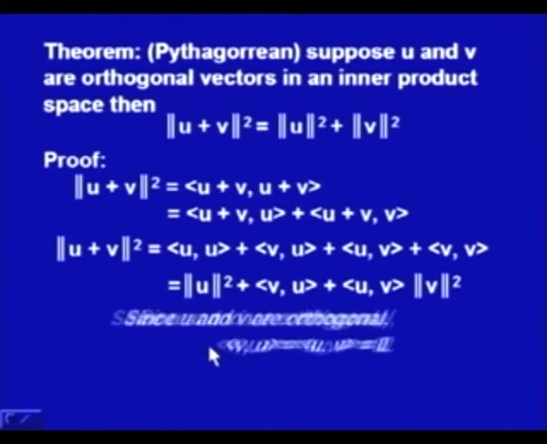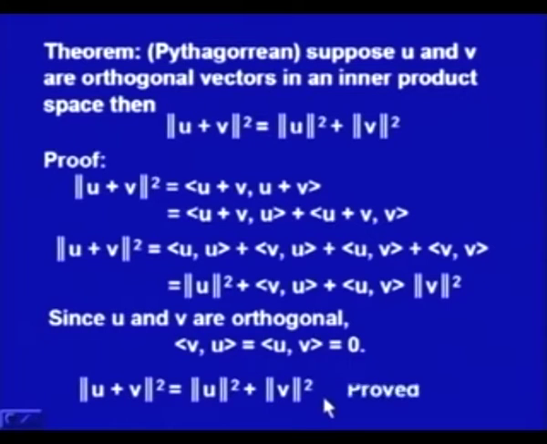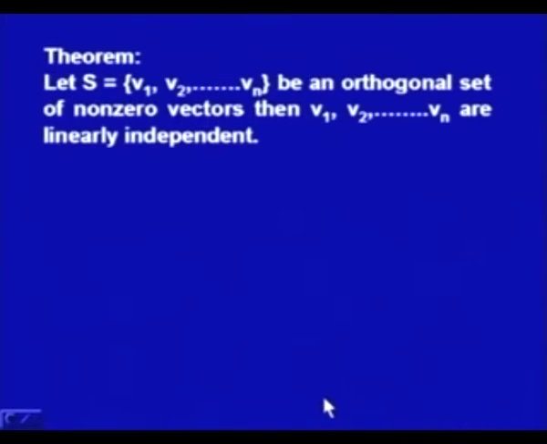And since u and v are orthogonal, this is being given to us. So v comma u is 0 and u comma v is equal to 0, and that proves our result that the norm of u plus v squared is equal to the norm of u squared plus the norm of v squared. So this result is proved.